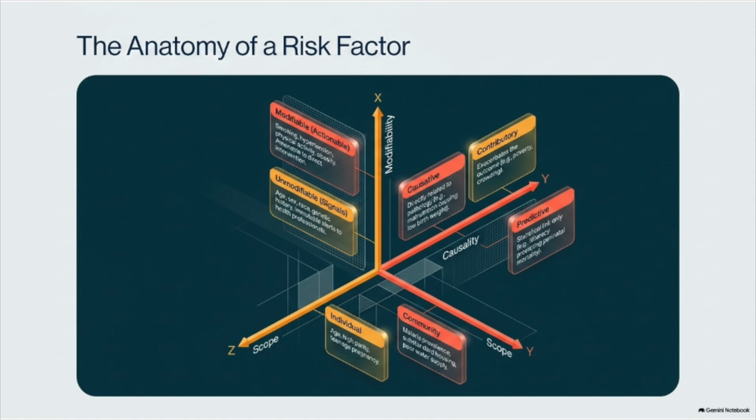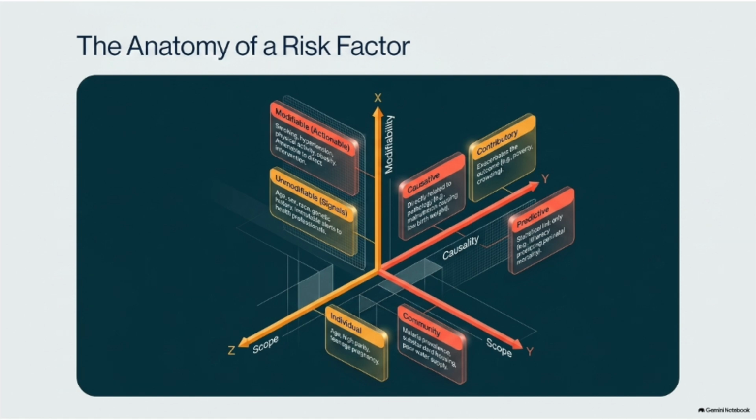Every risk factor has its own anatomy, which can be understood along three dimensions. In terms of modifiability, some risk factors are modifiable and actionable, like smoking, hypertension, physical activity, and obesity, which are amenable to direct intervention, while others are unmodifiable signals, like age, sex, race, and genetic history, which simply alert health professionals. In terms of causality, some factors are causative, directly related to pathology, such as malnutrition causing low birth weight.